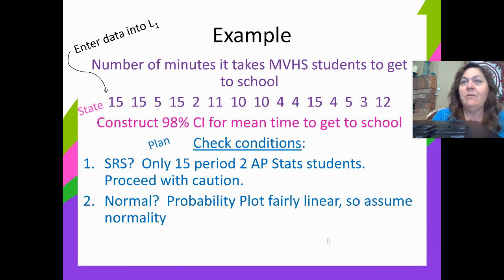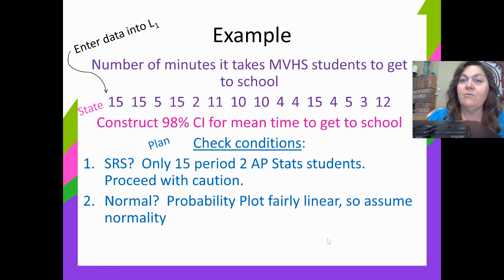Is it normal? Well, did you run your probability plot on that? If you have not yet, pause me and run your probability plot and see. It should look fairly linear to you, but I want you to double check. Okay, if you've got your probability plot done, by the way, why am I running a probability plot? Because I cannot use CLT. I only have 15, n is 15.